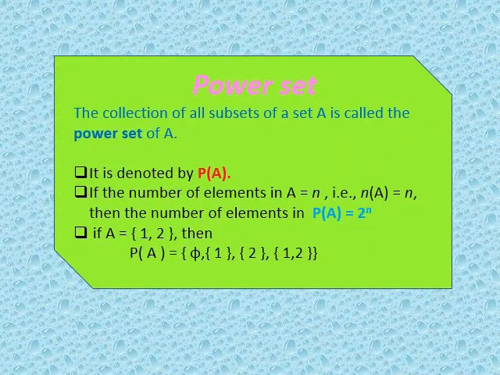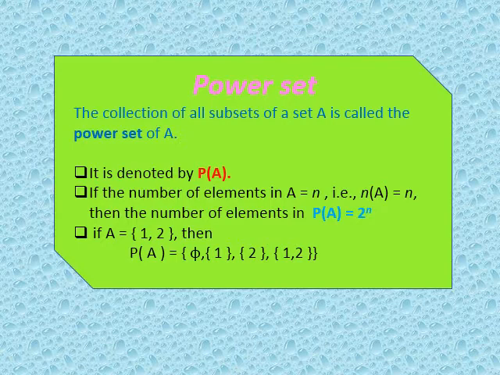Next we have a new term called power set. Now we have learned about subsets. So the collection of all the subsets of A is called the power set of A. It's very simple. If we have a set A, then we can write its subsets and make a collection of those sets. That collection will be called the power set. So the collection of all the subsets of any set A is called the power set of that particular set A. Done? The power set is denoted by capital P(A).